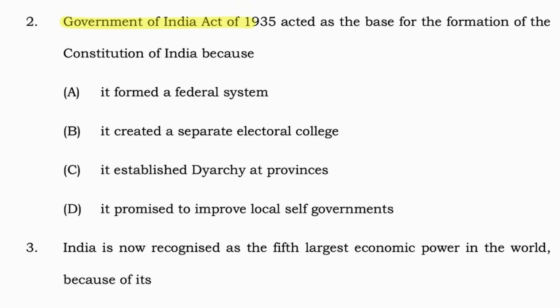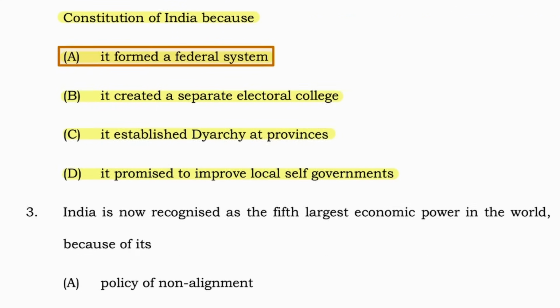Let's go to the next question. The Government of India Act of 1935 acted as the base for the formation of the Constitution of India because: option A, it formed a federal system; option B, it created a separate electoral college; option C, it established diarchy at provinces; option D, it promised to improve local self-governments. And the answer is option A. It provided a federal system.